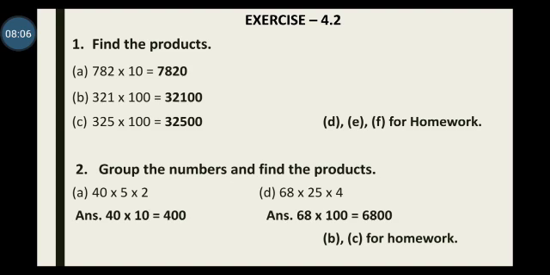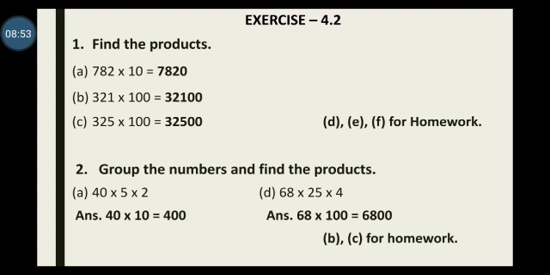Right. So the first question in exercise 4.2 is find the products. The first part, 782 multiplied by 10. As you know, we will write 10 and multiply 782 by 1. And we will get 7820. 321 into 100. Answer will have 2 zeros. And 321 multiplied by 1 is 321. C part, 325 multiplied by 100. So 2 zeros in the answer. 325 multiplied by 1 is 325. Children, the 3 parts I have left for you to do. Answers I will discuss in the live class.